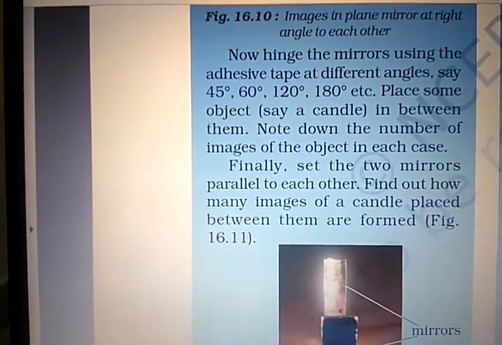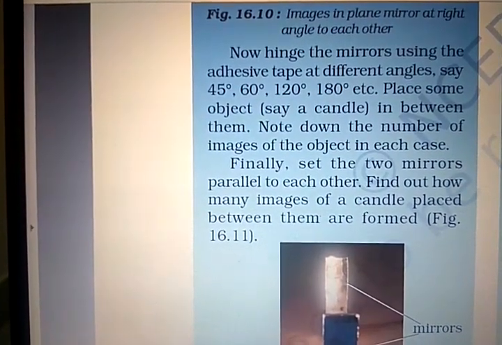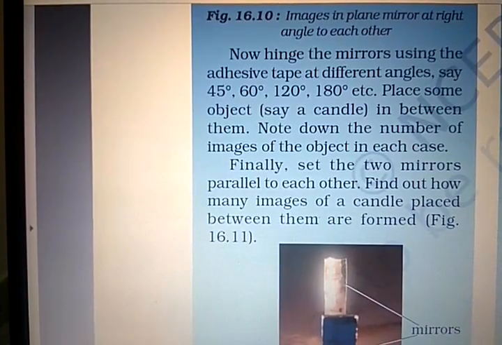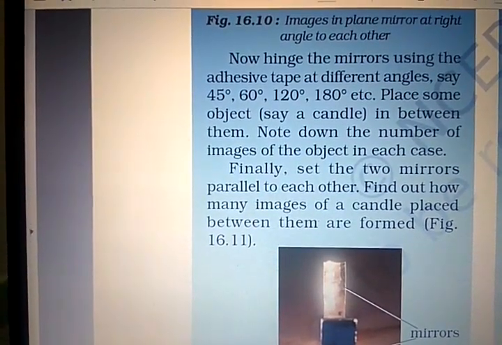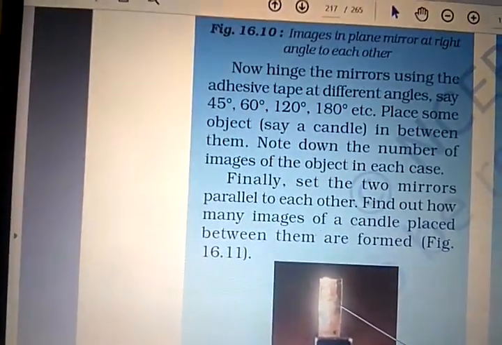Now here we put the two mirrors at 90 degrees. So 360 by 90 means 4. 4 minus 1, that is 3. So you can get 3 images when you place the two plane mirrors at 90 degrees.